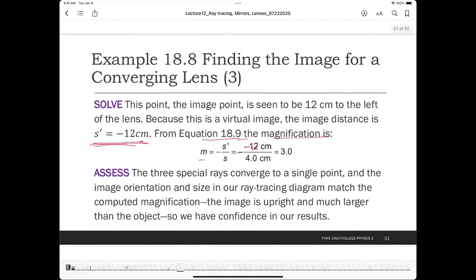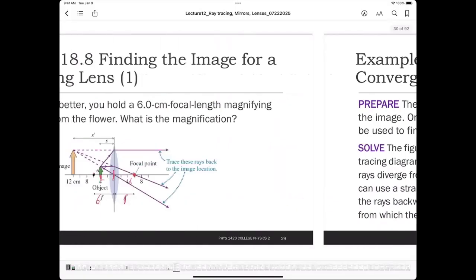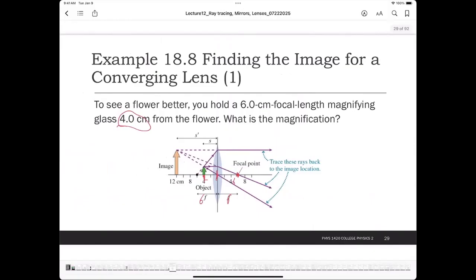The 3 special rays converge to a single point, and the image orientation and size in our ray tracing diagram match the computed magnification. The image is upright and much larger than the object, so we have confidence in our result. You can see when you use a magnifying glass, you want to make the object bigger. Am I right? The virtual image is three times bigger than the object. Does it make sense to you?